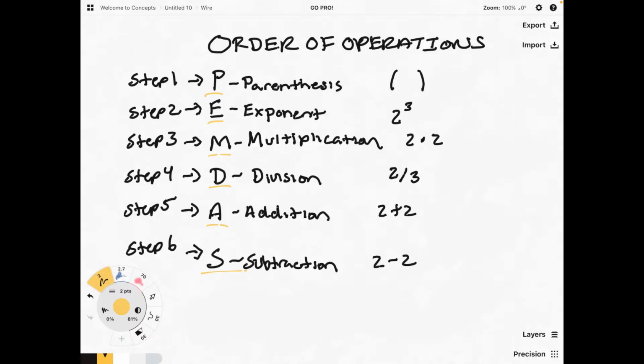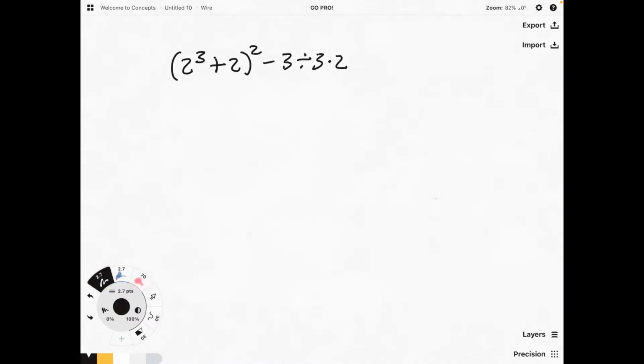So let's get into a problem and test this out. Our first problem is, in parentheses, 2 cubed plus 2, and that's squared, minus 3 divided by 3 multiplied by 2. You ask yourself, where do I start? If we remember the acronym, it's please excuse my dear Aunt Sally: parentheses, exponents, multiplication, division, addition, and subtraction. So we start with parentheses, which we see here.